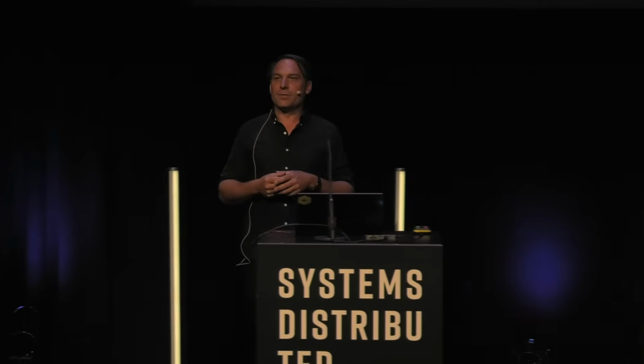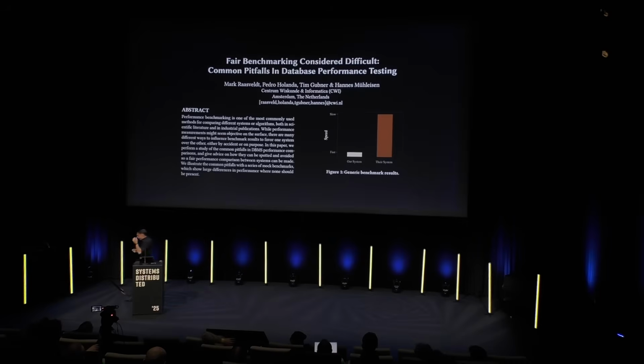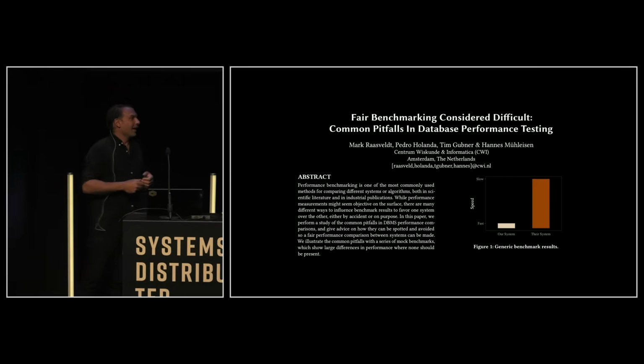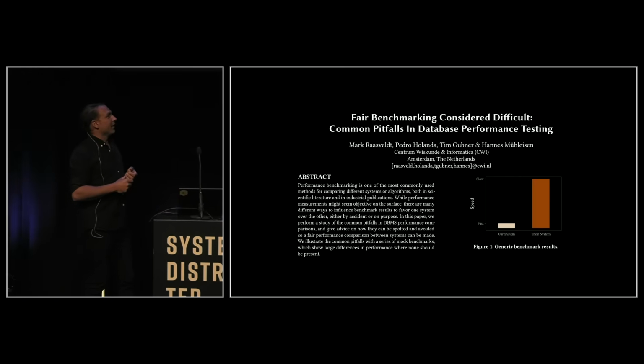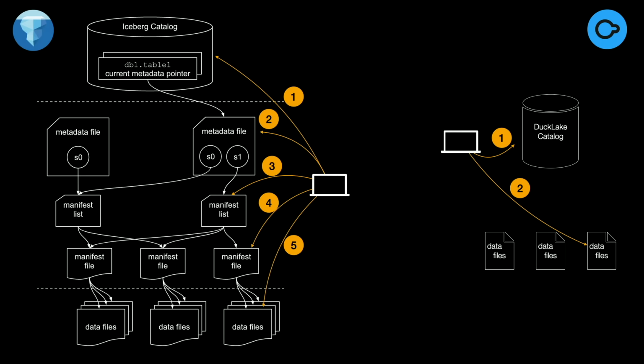But then I also need to preface this with our paper that says fair benchmarking is difficult, common pitfalls in database performance testing, and I would like to point you to this wonderful plot on the right here, where our system is fast and their system is slow, okay? This is just as a preface. I know it's very difficult to make fair benchmarks, and we try really hard and we get it wrong sometimes. It's not an end in itself, but I couldn't resist doing a benchmark, because I looked at this picture and I said, well, no matter what we do, we're going to be faster than this, right?